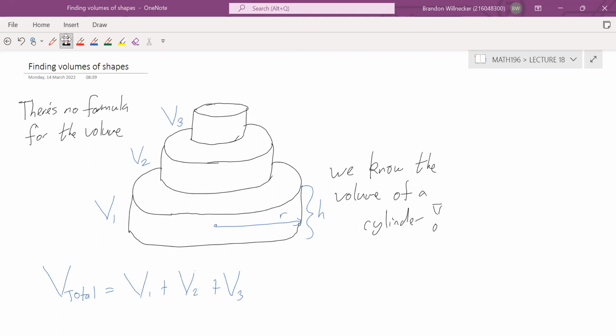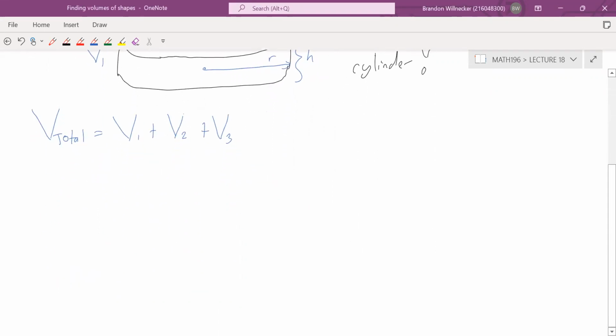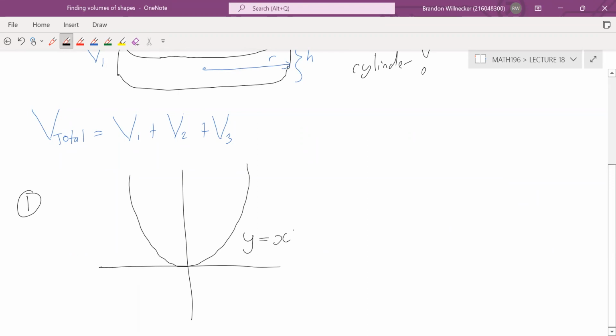Okay, so let's look at the first example. And while we go through this example, we will try and discover what the formula needs to be. So we need a shape. Let's say we've got a parabola like this, y is equal to x squared, and we cut it off at the top at y is equal to 1. So we've got the section of a parabola.